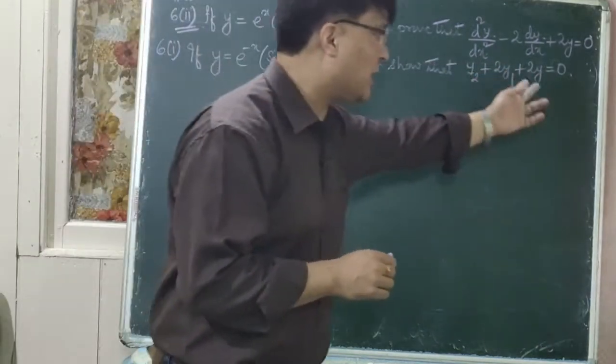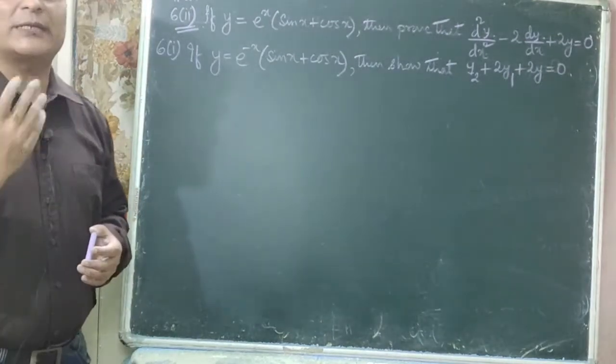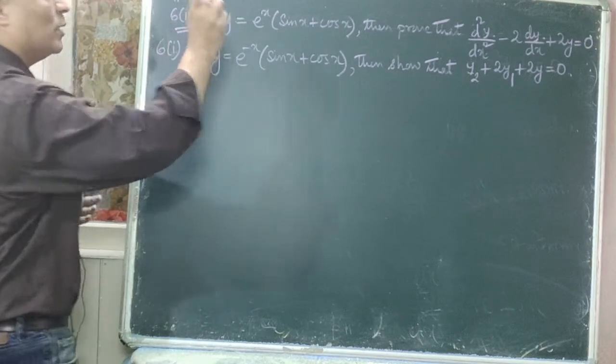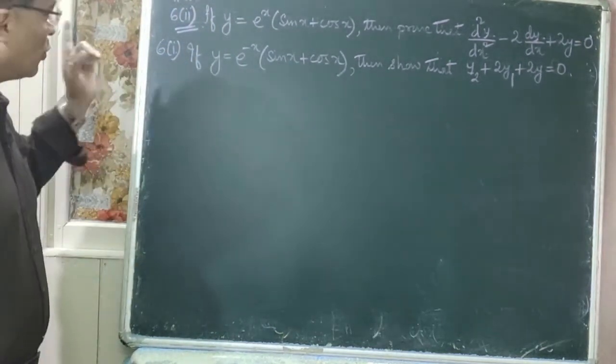From given you have to prove this relation directly. So 6 number 1 and 6 number 2 are of similar type of question. I'll do 6 number 1. So this 6 number 2 will be a homework, right? So let us first do 6 number 1. So what is 6 number 1?